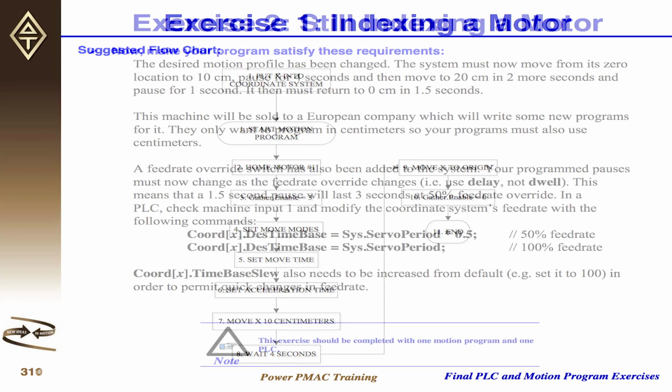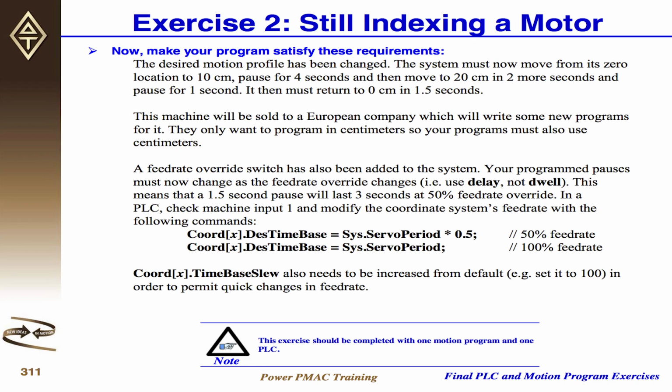The second exercise is similar, but it expands a little bit. So now you want your axis to move from 0 to 10 centimeters and then pause for 4 seconds, and then move to 20 centimeters over the course of 2 seconds, and then pause for 1 second. And then you want to return to 0 centimeters in 1.5 seconds. So this gives you practice in doing various move distances with various times.